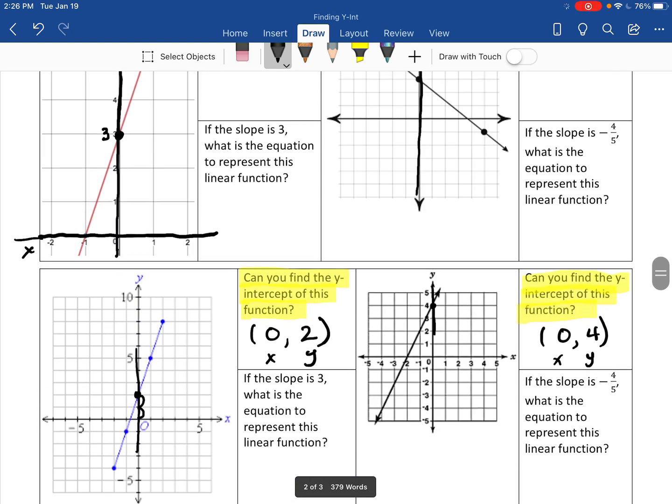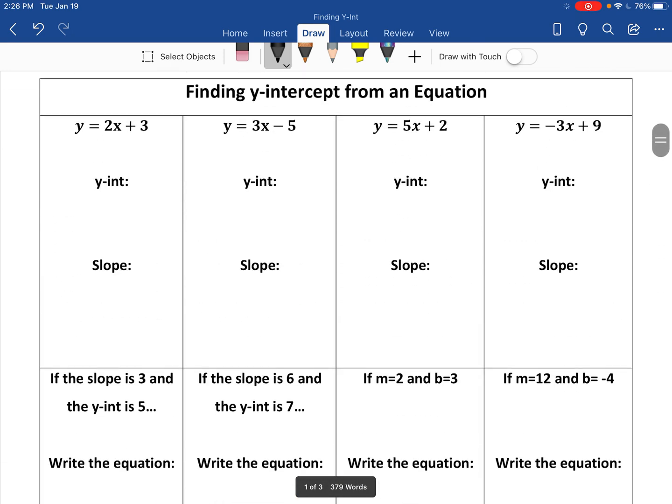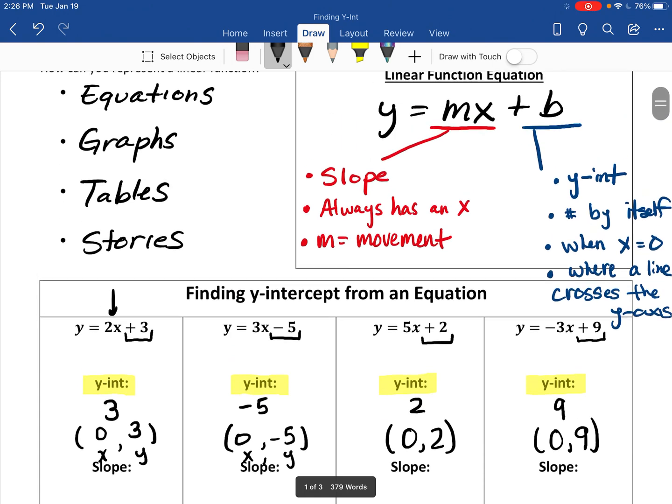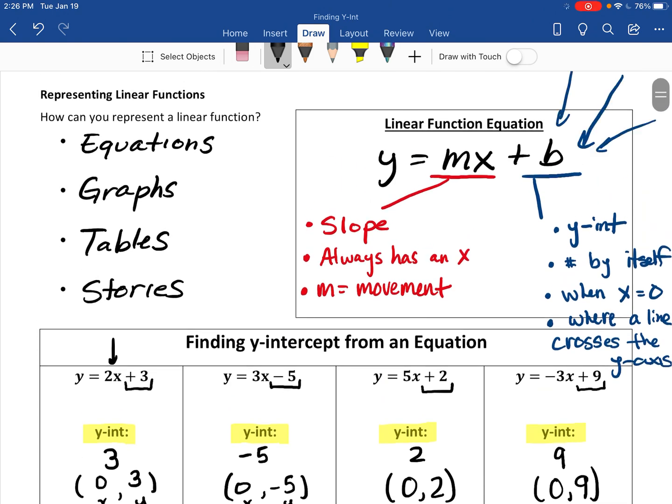Once my paper loads, from a graph. And last but not least, from an equation. Like I said, please hold on to this paper. Keep it safe. We will use this not only today, not only next week, but the rest of the unit as kind of a reference guide. It's kind of the start. So please hold on to this.